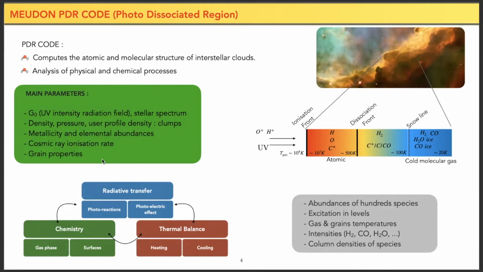For each position in the cloud, the model computes the radiative transfer in the UV, and the thermal balance by taking into account heating processes such as the photoelectric effect on dust, the chemistry in gas phase and on the grain surfaces. So the model is able to calculate, for each position in the cloud, the abundance of all the species. For about 40 species, the excitation state is computed. And then the code can calculate column densities of species.